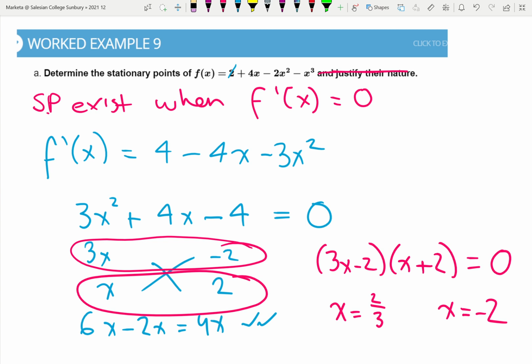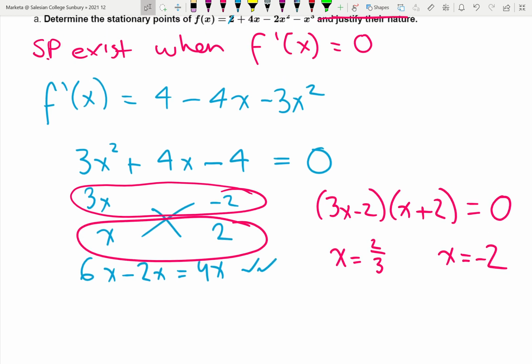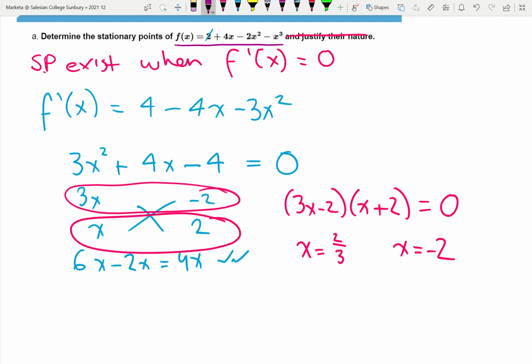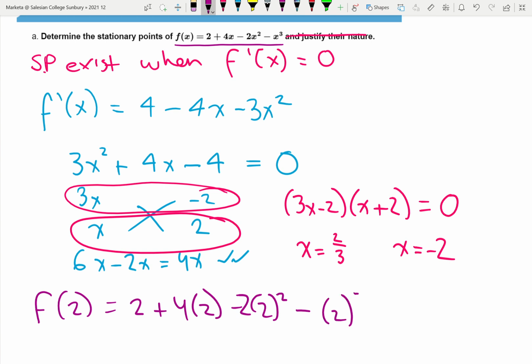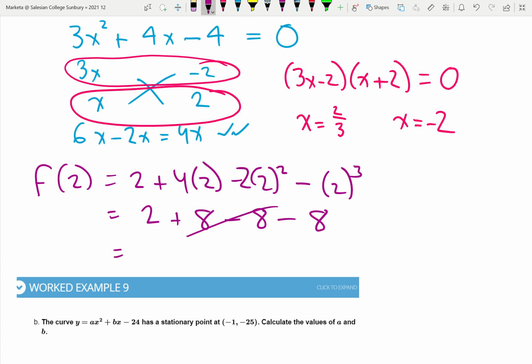Now they're asking us to determine the stationary points, not the stationary x values. And I mean, really, who's heard of stationary x values? It's a stationary point. So you would have to find the y value as a matter of course. So we're going to sub that into the y equation, of course, which is, well, the f(x) equation. So let's do f(2) equals 2 plus 4 times 2 minus 2 times 2 squared minus 2 cubed, and that is 2 plus 8 minus 2 times 4 is 8 minus 8. So 8 minus 8 is 0. 2 minus 8 is negative 6.